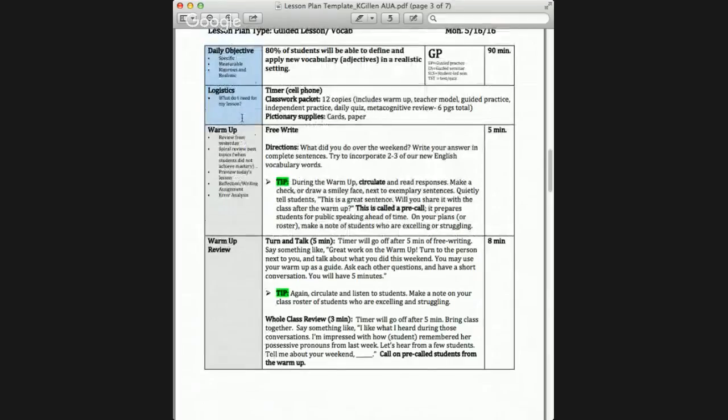So again, this lesson plan is a resource for you. I highly recommend using this template. You'll put a lot of work in up front when you're planning your lesson, but it will make everything go so much more smoothly in the moment, which is the most important thing.